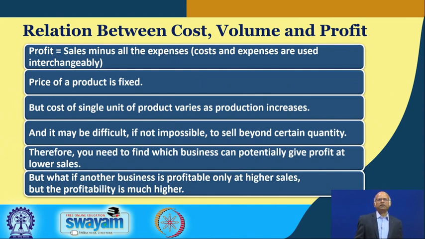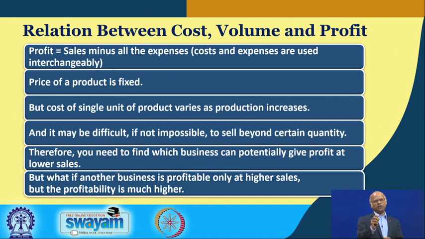So, profit is nothing but sales minus all the expenses, where cost and expenses are used interchangeably. You have to remember that price remains fixed. You cannot just increase price and make profit, because depending on the market situation, unless you are in a monopolistic market, you cannot increase price. At the same time, the total cost of a product or unit cost of a product will continue to reduce as you produce more and more. Variable component will remain same.